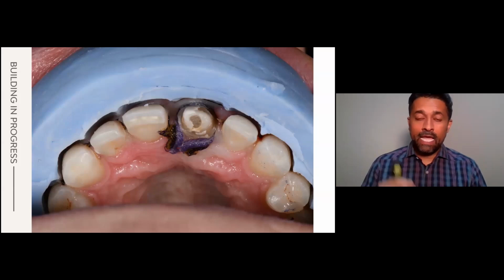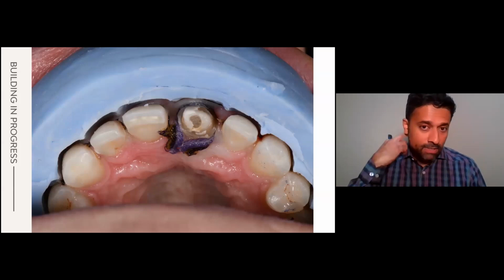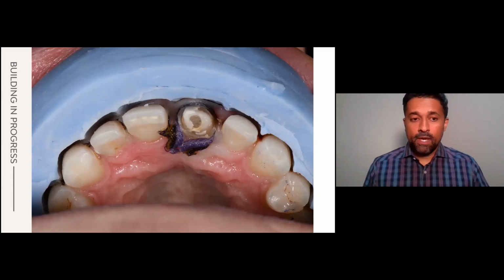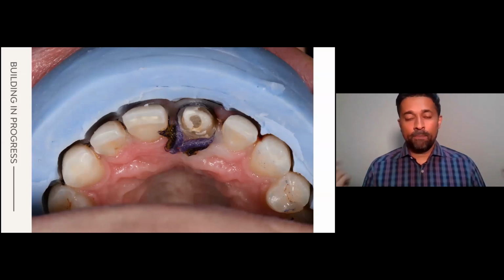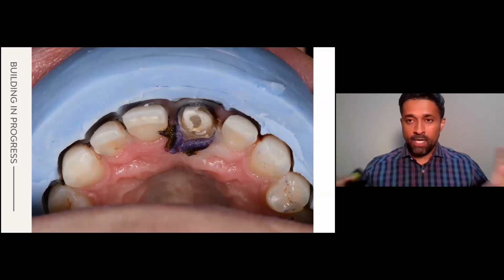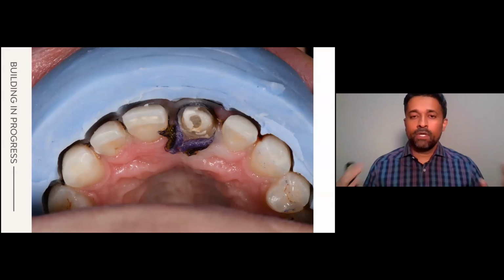And this is a labial reduction matrix. What this does is, again, it's off the wax-up, and on the teeth that we're not prepping, it wraps over the occlusal. So we get a nice stable support for this. I also have it seated on the palate too, so it's going to be locked in and be stable.